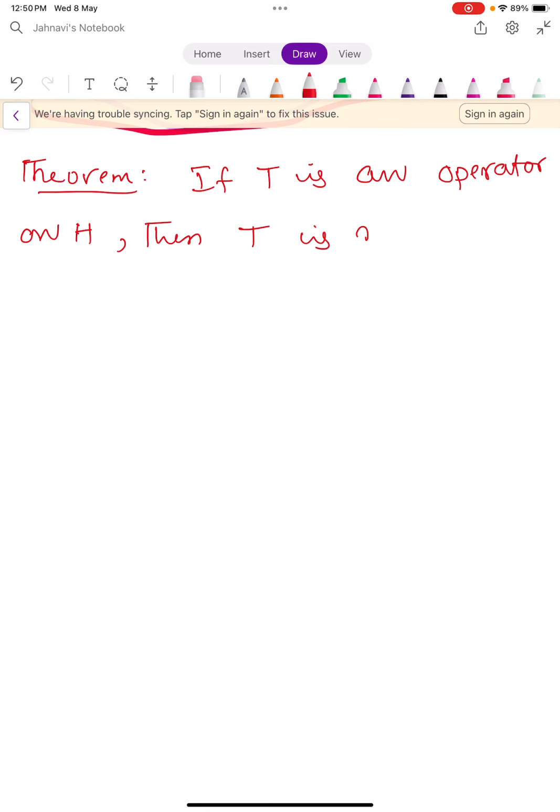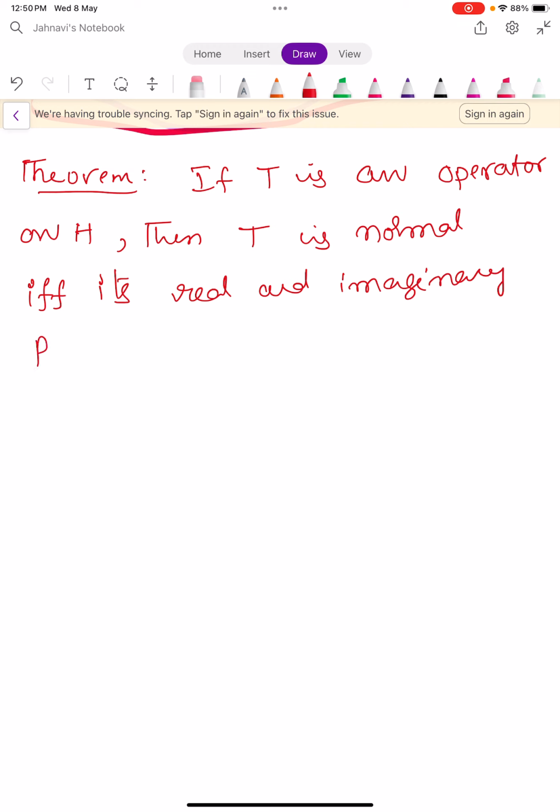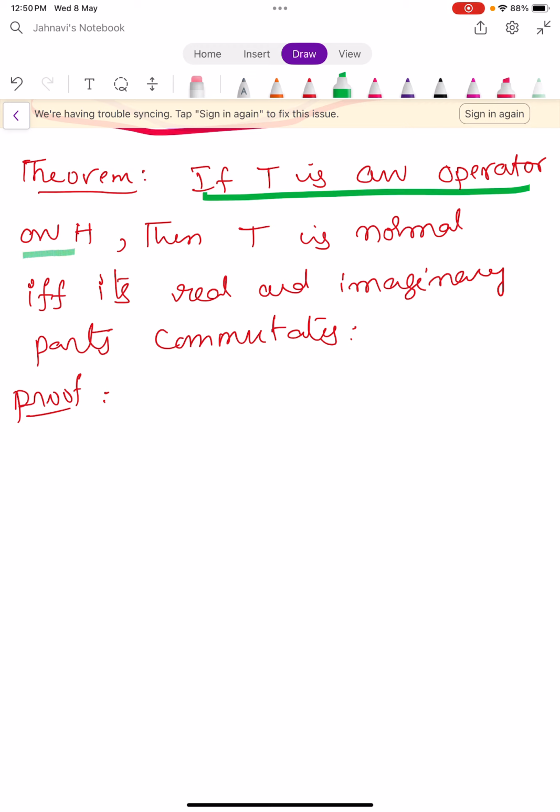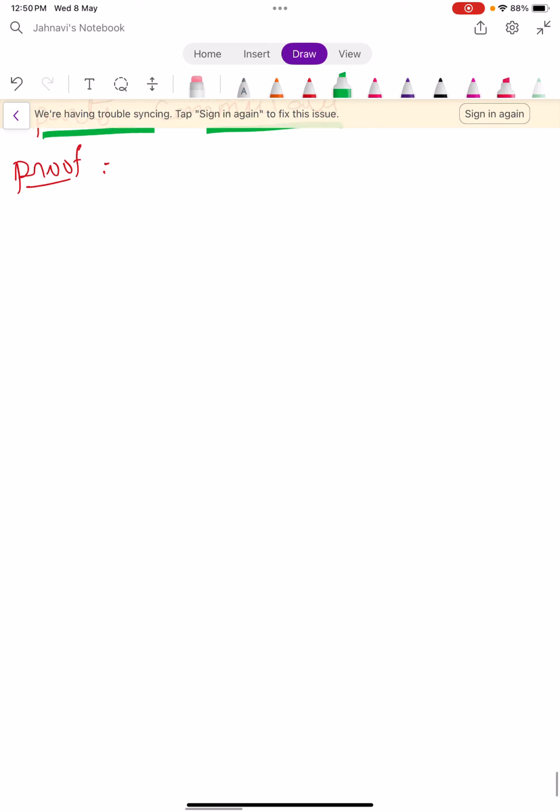then capital T is normal if and only if its real and imaginary parts commute. So I repeat the statement: if capital T is an operator defined on capital H, then T is a normal operator if and only if its real and imaginary parts commute with one another. Let us prove this statement.